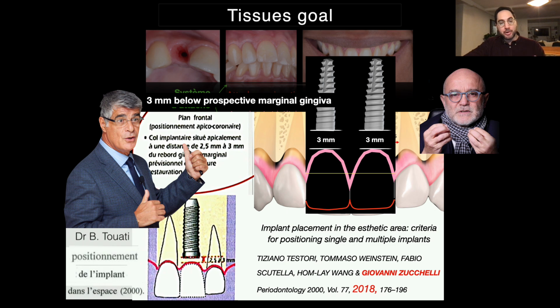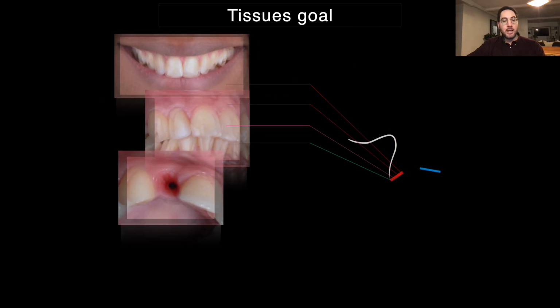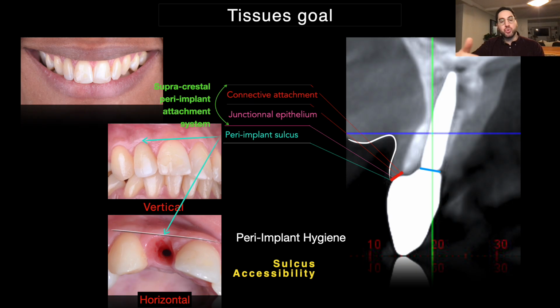And the concept of supra-crestal attachment system healing leads us to follow the recommendation of those authors. When the marginal gingiva is in the correct position, the implant should be placed 3 millimeters apical to it. If the gingiva is not ideally positioned, then the implant should be placed 3 millimeters below the prospective gingival margin. And through this radiography, I want to show you that this is not a prosthetic extension, but a true supracrestal attachment system with a sulcus that remains accessible for hygiene and maintenance.